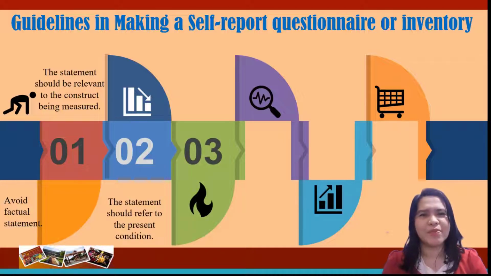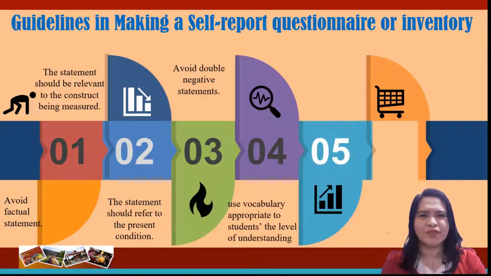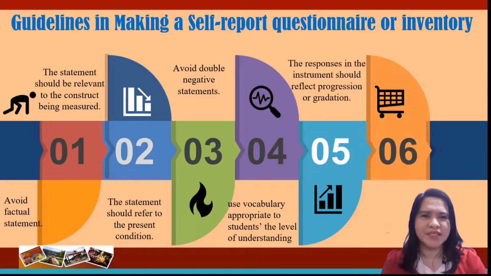Third, the statement should refer to the present condition. So when assessing the current feeling, it must be in present tense. Fourth, avoid double negative statements, for example, a statement that describes his best friend as not ugly. Fifth, use vocabulary appropriate to students' level of understanding. And the sixth, responses in the instrument should reflect progression or gradation.